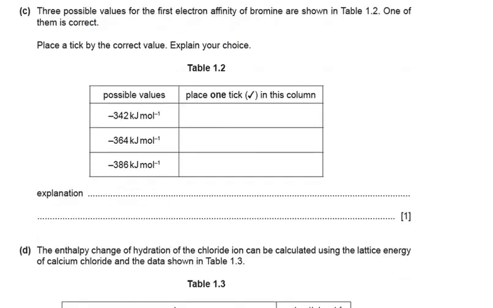Let's go ahead with the next sub question, where it says the 3 possible values for the first electron affinity of bromine are shown in table 1.2. One of them is correct. Place a tick by the correct value and explain your answer. Now I'll tick that it's -342. Why? I'll tell you. The reason is that the electron affinity of chlorine, let's see what it was, -364 was the value for chlorine.